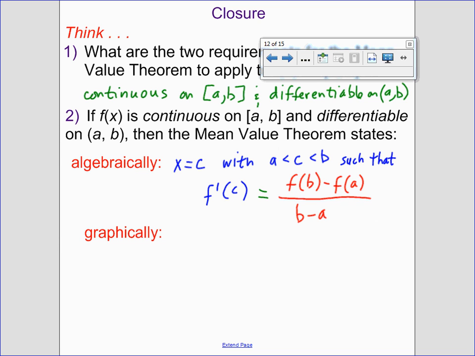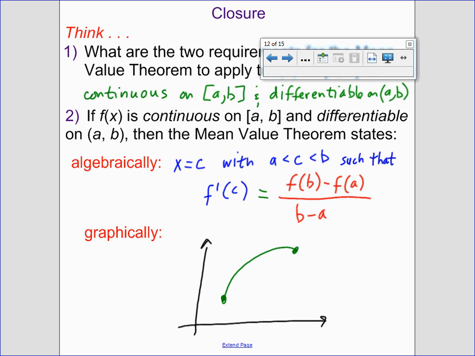Graphically, let's see if we can construct a visual representation for the mean value theorem. F prime of c represents what about a function? Well, first we need our function to be continuous and differentiable over an interval. So f of b minus f of a all over b minus a, right? Graphically, what does the right side of this equation represent?